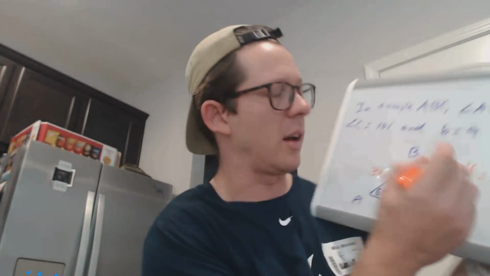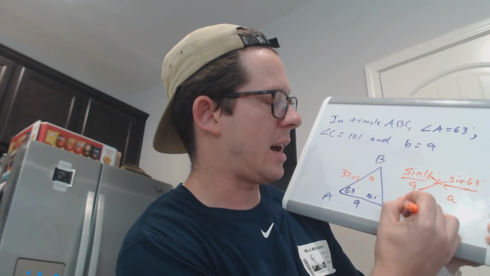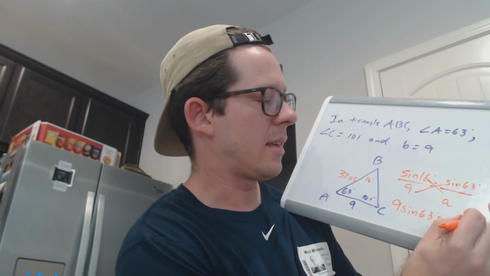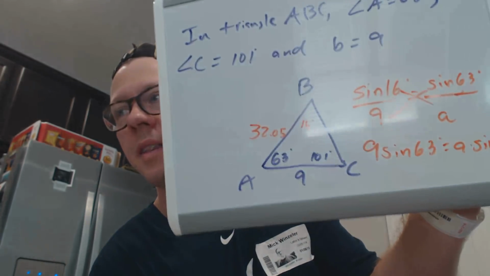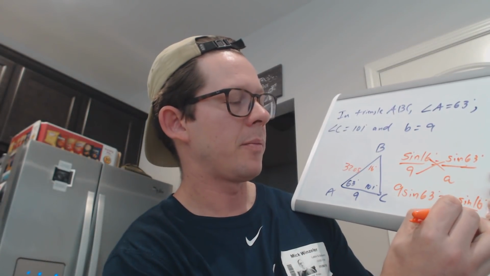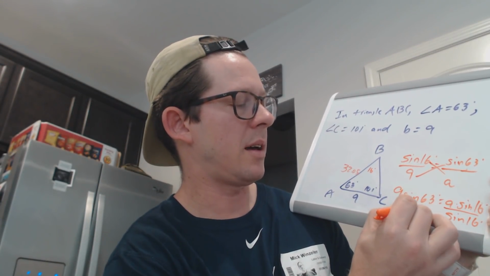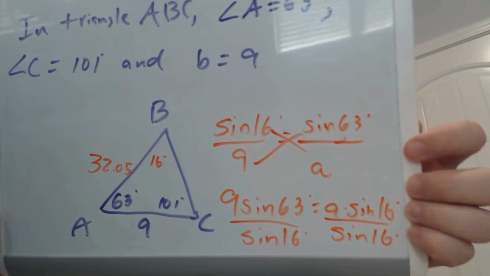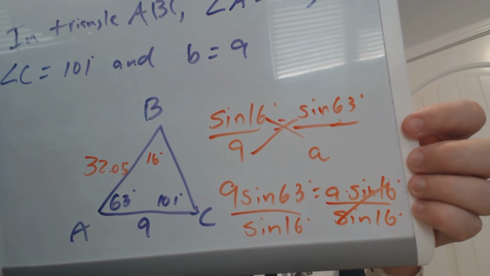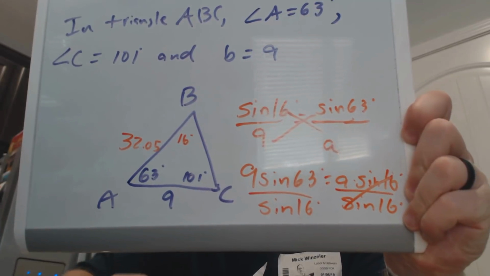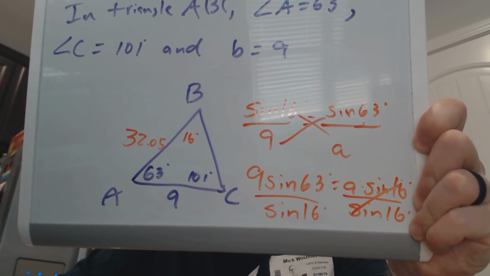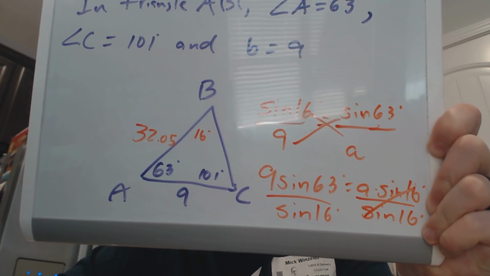So cross multiply here. So you have 9 sine 63 equals A sine 16. And all you have to do at that point is divide both sides by sine 16. See how those cancel out? And A would equal 9 sine 63 divided by sine 16.